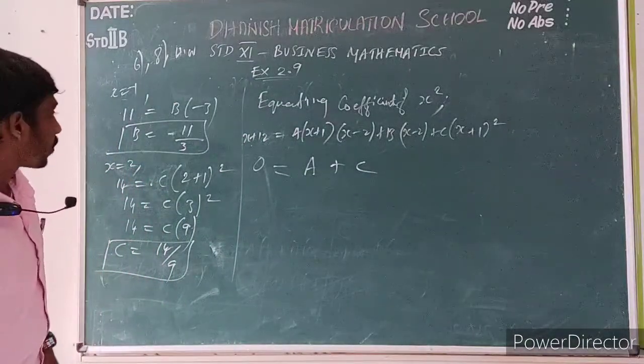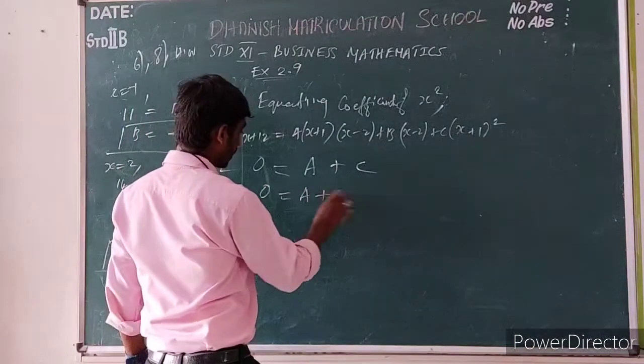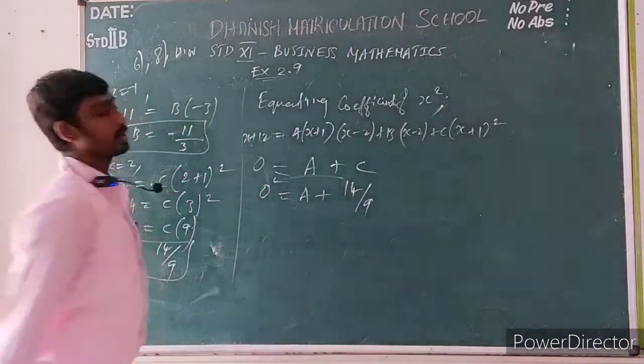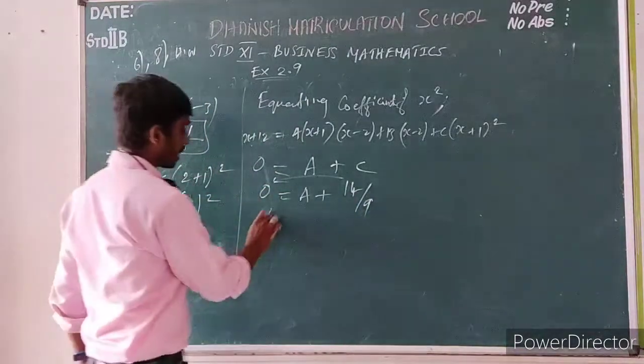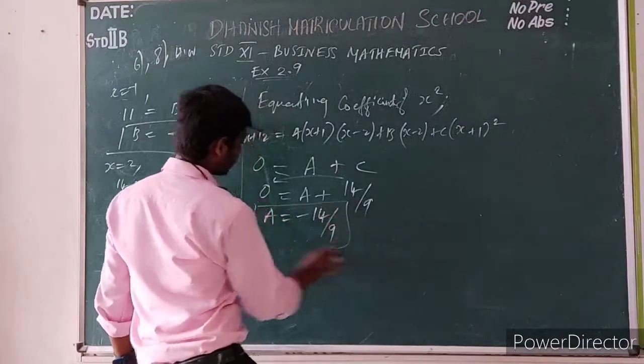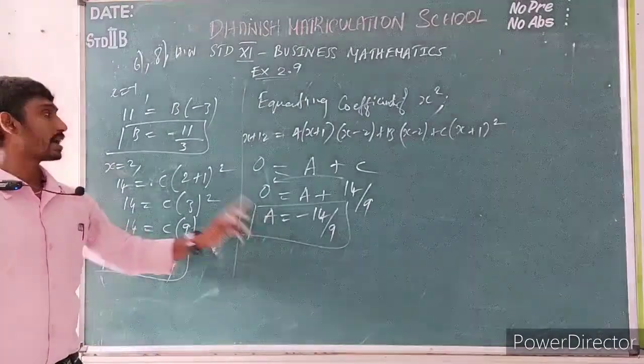So what is the value for c here? That is a is equal to a plus 14 divided by 9. This 14 divided by 9 goes to that side. What is the a value? a is equal to minus 14 divided by 9. We found the a value, b value, c value.